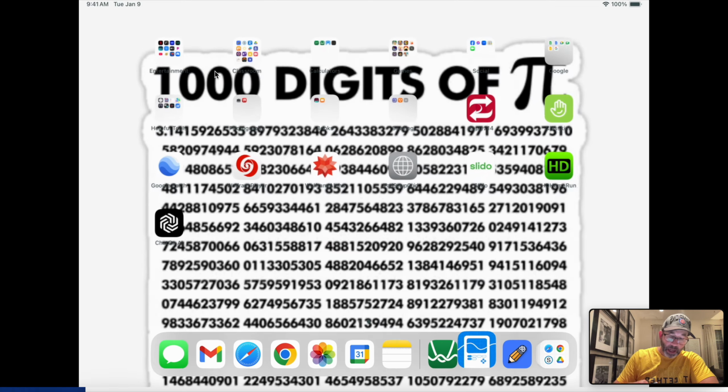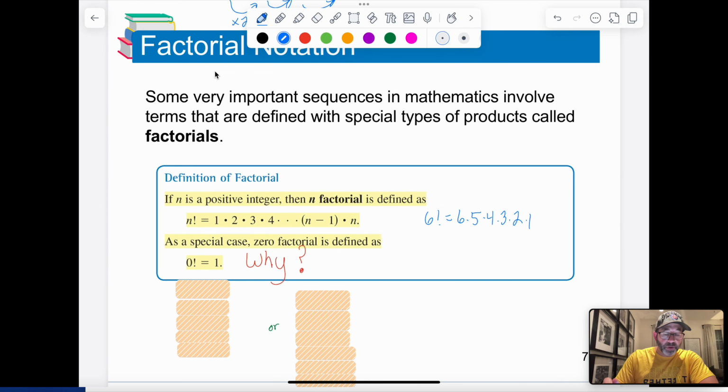All right. Let's go back to Notability here. So 6 factorial, 6 times 5 times 4 times 3 times 2 times 1. So you'll notice that this term is always 1 less than the previous. And then this term is always 1 less than the previous.